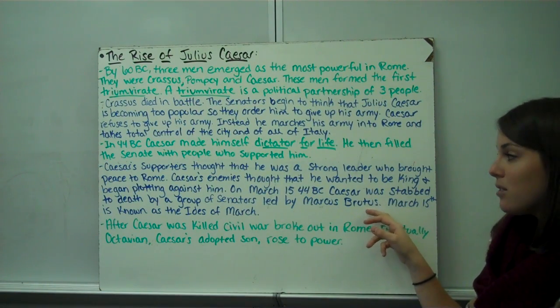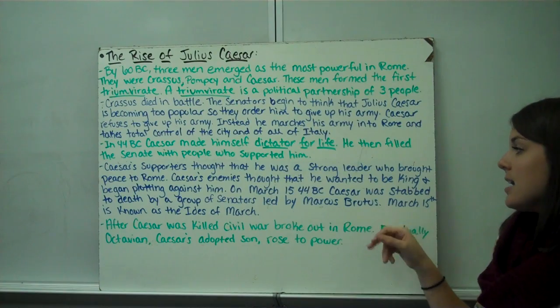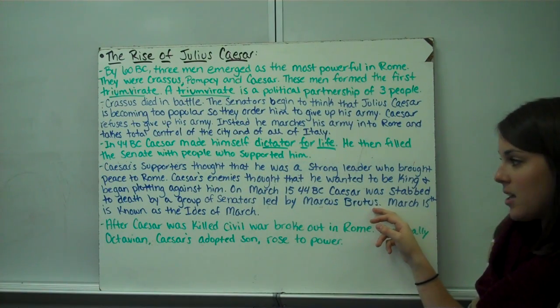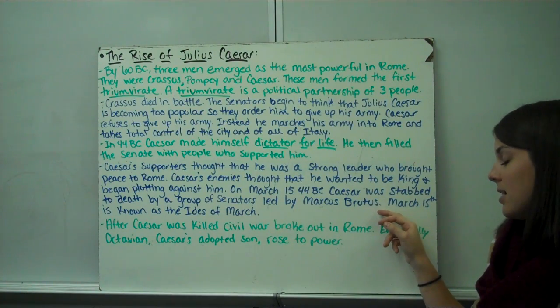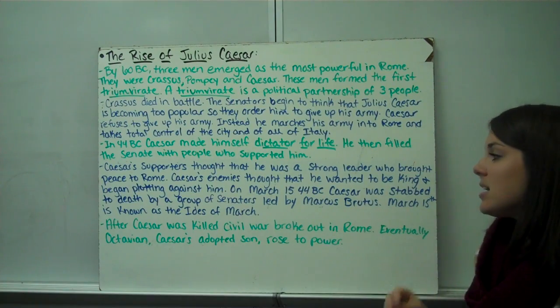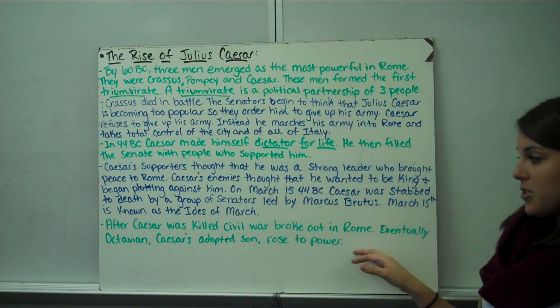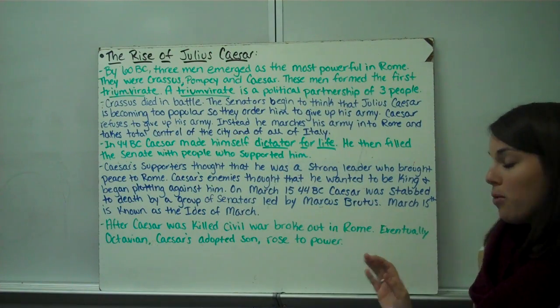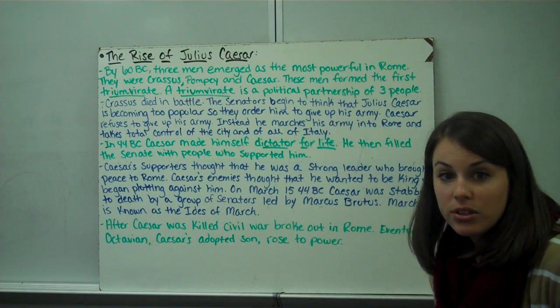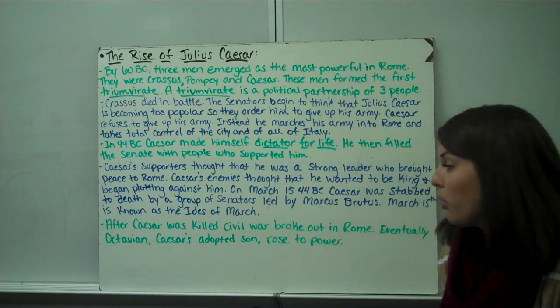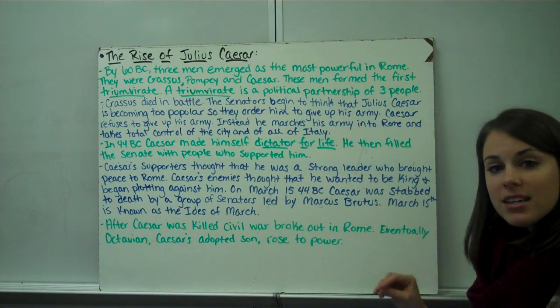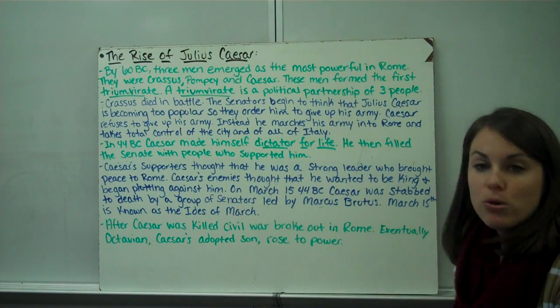On March 15th, in 44 BC, Caesar was stabbed to death by a group of senators led by Marcus Brutus. March 15th is known as the Ides of March. After Caesar was killed, civil war broke out in Rome, meaning people began fighting each other in the city. So Romans began fighting Romans. Eventually, Octavian, Caesar's adopted son, rose to power.